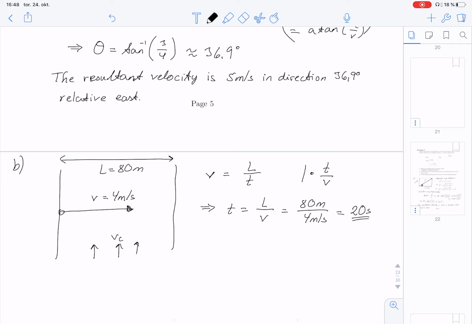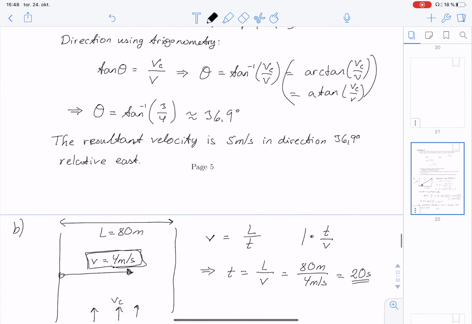Which makes sense, because if we have 4 meters per second, you will get 4 meters the first second, then 8, 12, and then 16, and then 20 after 1, 2, 3, 4, 5 seconds, and so on, up to 20 seconds, where we get 80 meters.